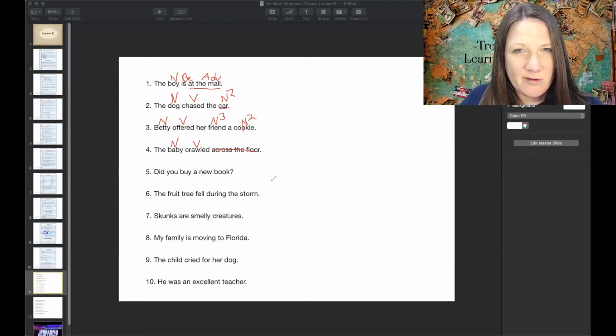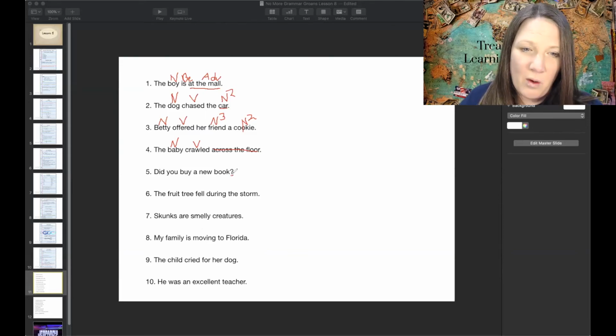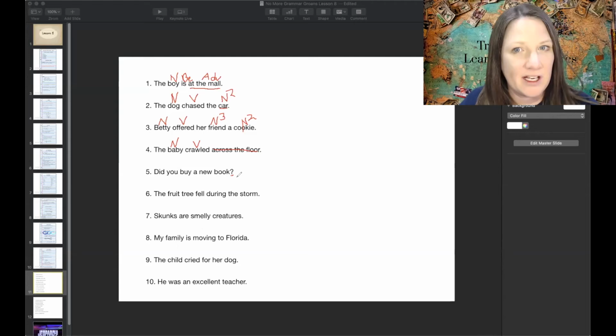Do you see a prepositional phrase? Now, I want to tell you something here. When you see a question, you know something's going to be a little different. It's not going to be just a normal sentence pattern because the words are mixed around because it's a question.